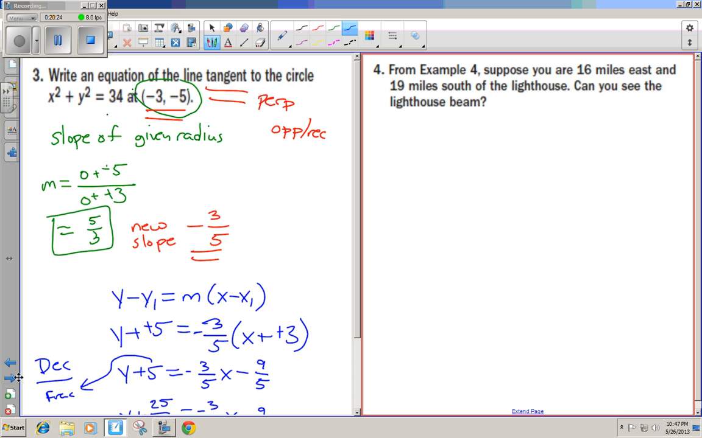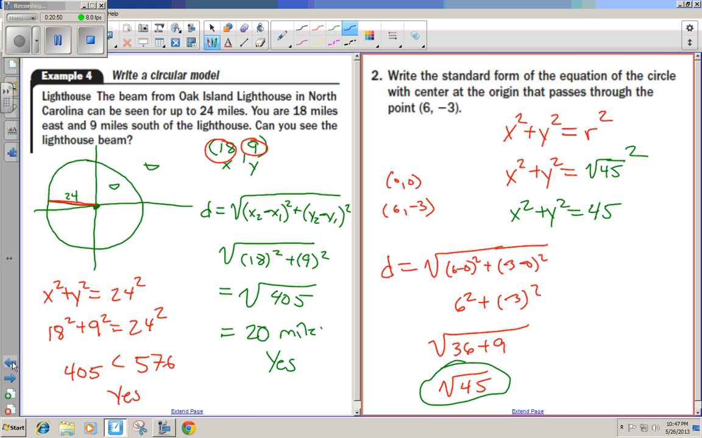All right, this is the last checkpoint before your homework. Suppose you are 16 miles east and 19 miles south of a lighthouse. Can you see the lighthouse beam? Oh, this is from example 4. So you have to remember that we can see it if we're within 24 miles. Was it 24? Yep, 24.